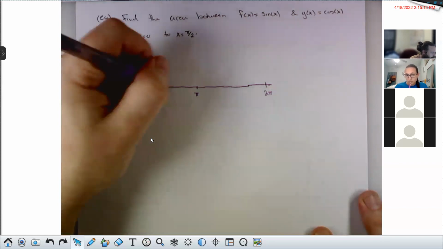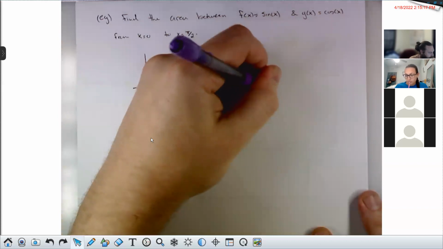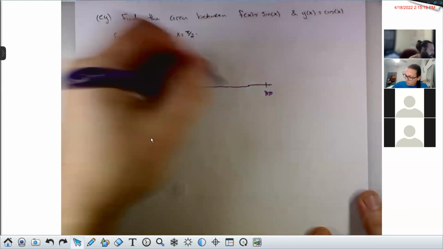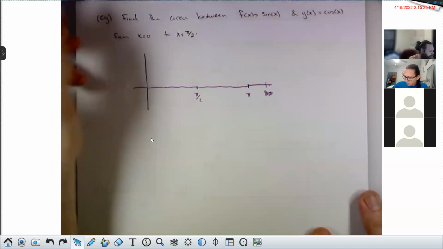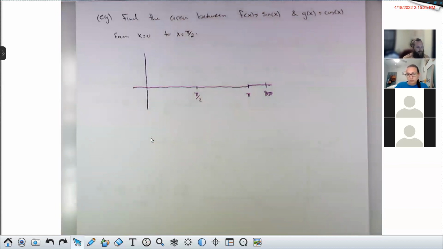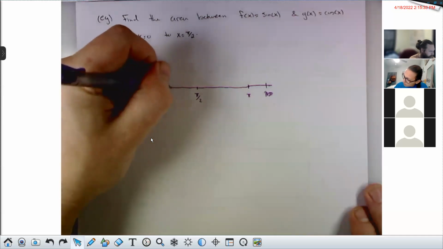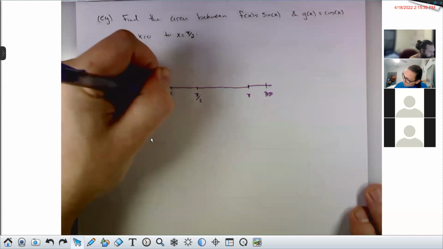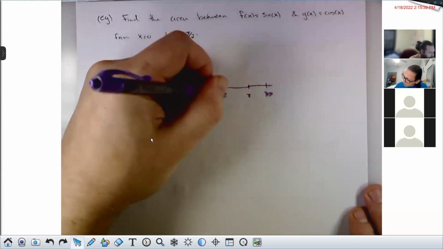Yeah, whatever. We'll call that pi. Nah, let's call this pi over 2. We'll scrub this. We'll call this pi. Okay. So for sine, here would be pi over 4. This would be 3 pi over 4.